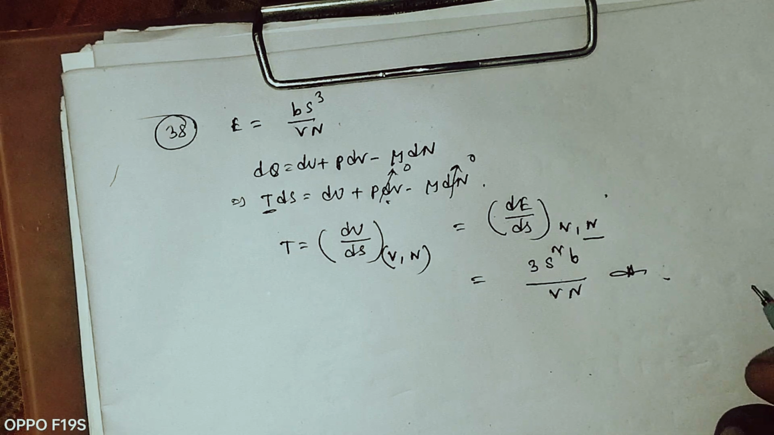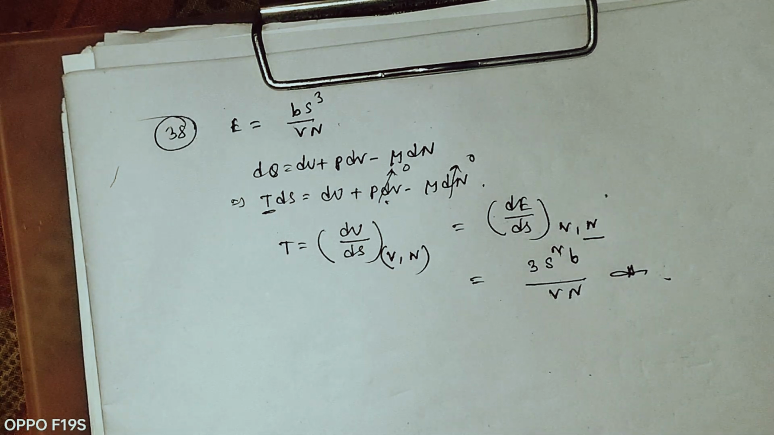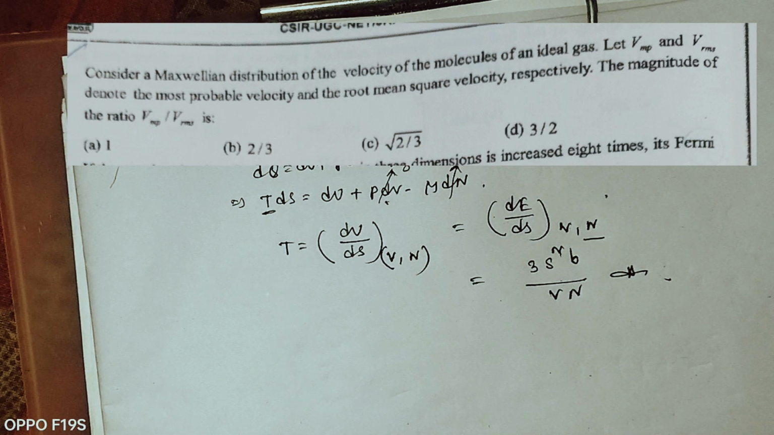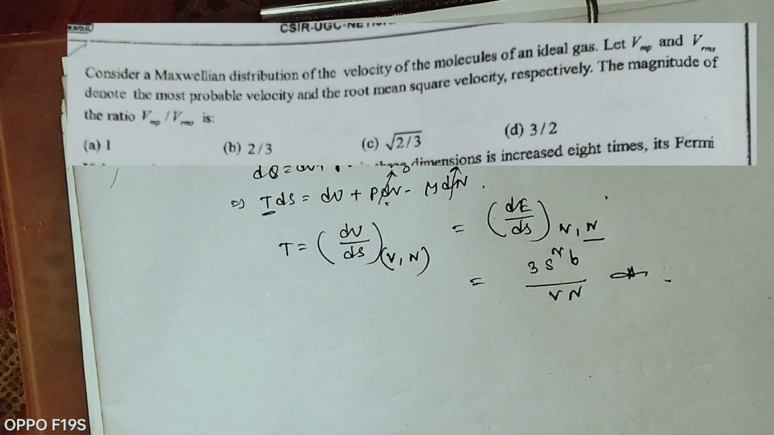Okay, the next question, 43. Given that, consider a Maxwell distribution of the velocity of a molecule of an ideal gas. Okay, let v most probable and root mean square velocity be denoted, and you need to find the ratio of v most probable by v rms.